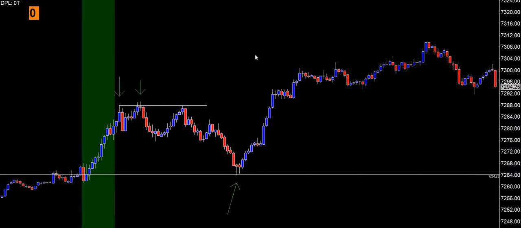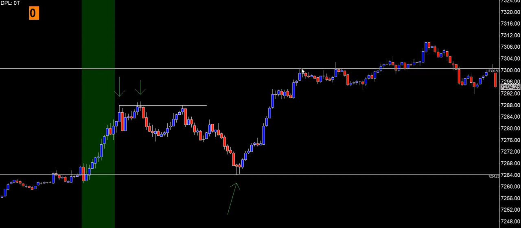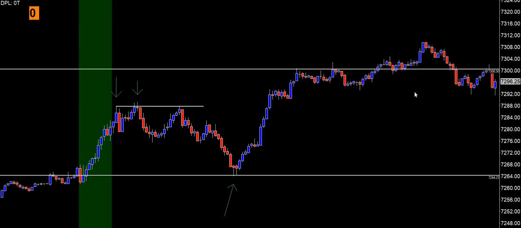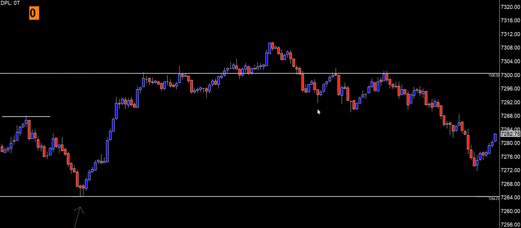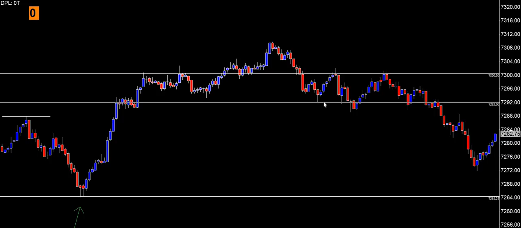Here's another one here, which may have given you some profit. You can see playing the wicks, trading the wicks. Here's another one. Maybe not a whole lot.